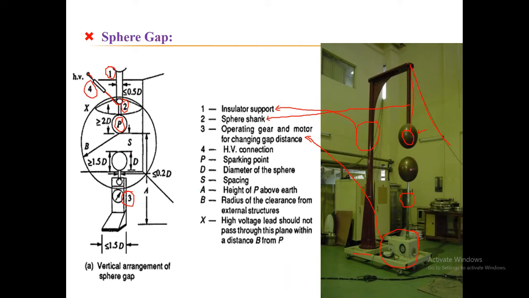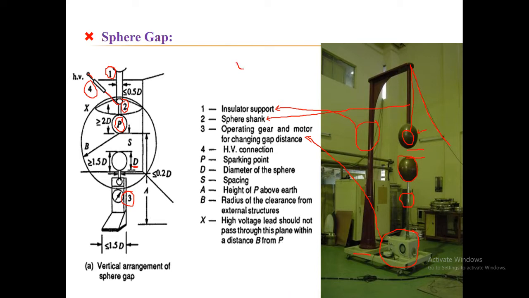D represents the diameter, as it is spherical, circular in shape. Here you can see over here. S represents the spacing. This is the spacing between the two electrodes. Normally the spacing in the case of the sphere is considered between the tip to tip position.